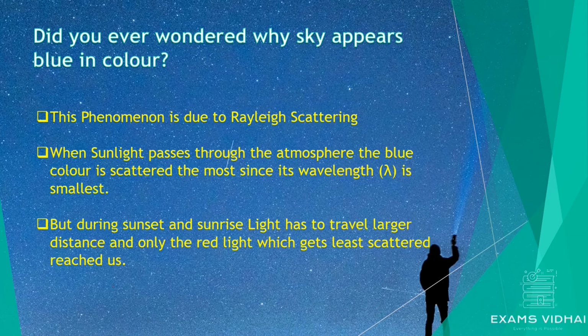But you must have observed that during sunset and sunrise, there is some reddish appearance in the sky. It is because at that point of time, light has to travel a larger distance, and the red light, since it has the highest wavelength, is getting least scattered and reaches our eye.